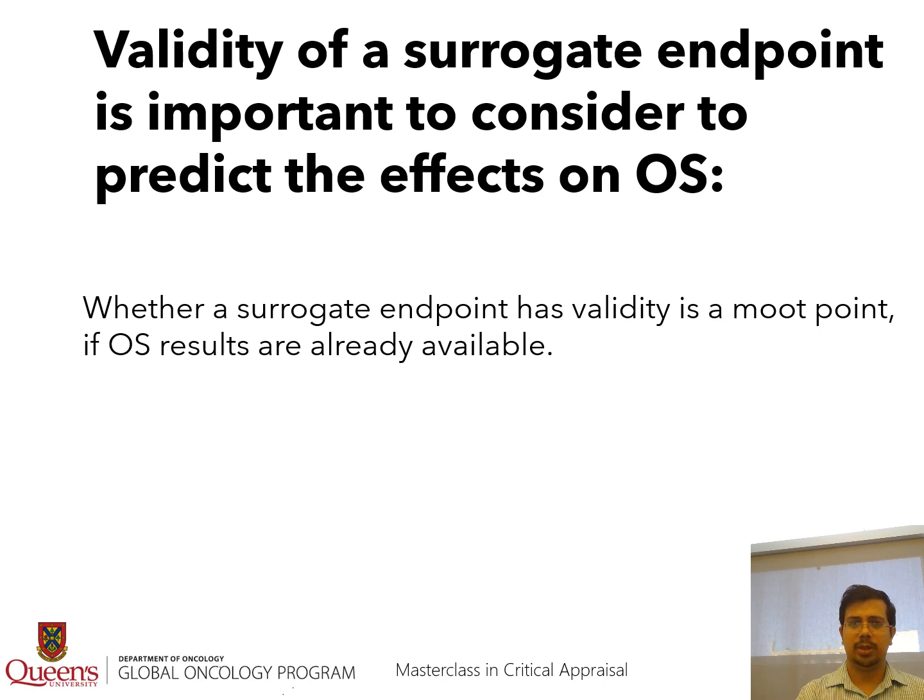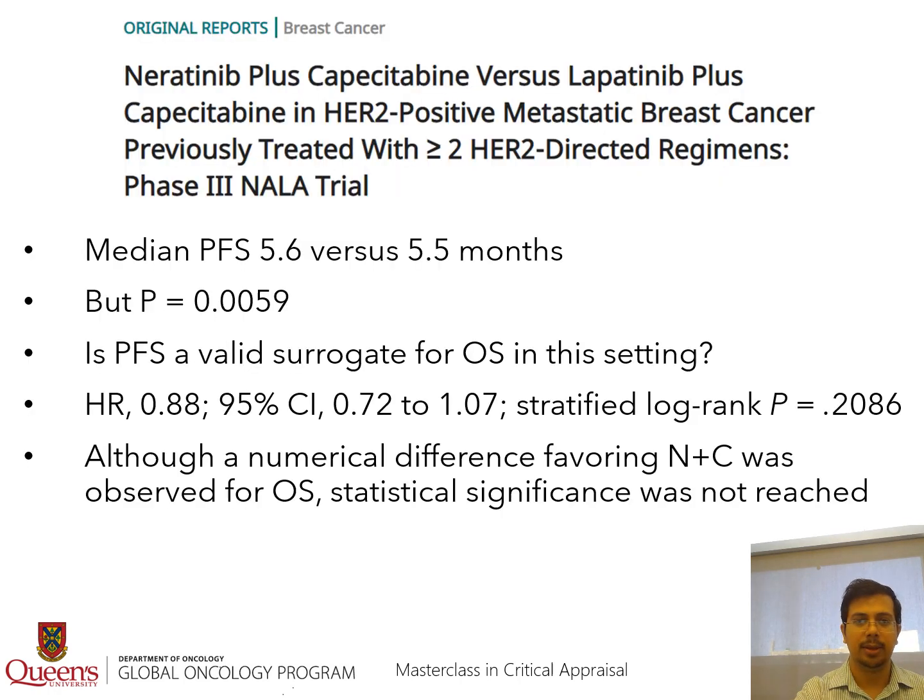So this question about whether a surrogate endpoint is valid is important to predict the treatment effects on overall survival. But many times I see that people are debating about validity of a surrogate endpoint when overall survival results are already available. When OS results are already available, you no longer need to predict them. So whether a surrogate endpoint is valid or not is a moot point when OS results are already there.